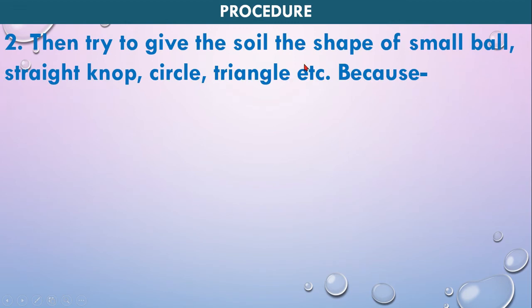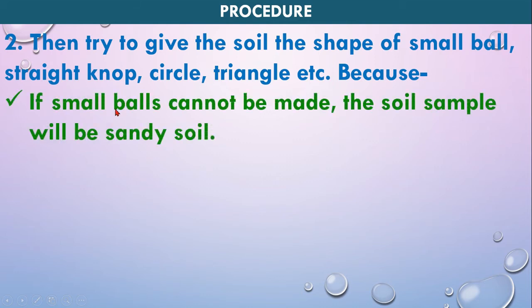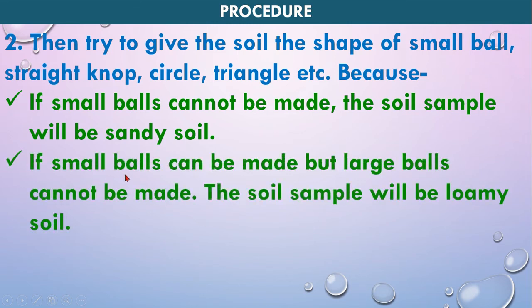Next, try to give the soil the shape of a small ball or a straight knob, circle, triangle, etc. If a small ball cannot be made, the soil sample will be sandy. That means we cannot make a ball with sand soil or sandy soil, which you find near the seaside. Next, if small balls can be made but large balls cannot be made, the soil sample will be loamy soil, because we know that we cannot make large balls with loamy soil.